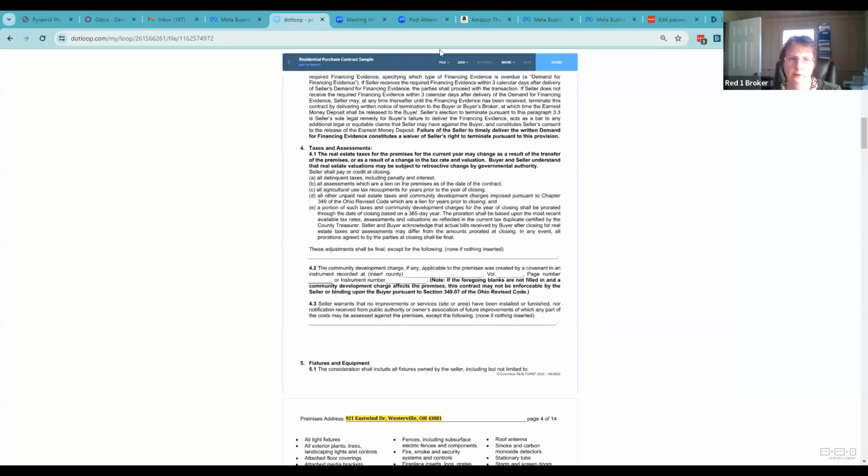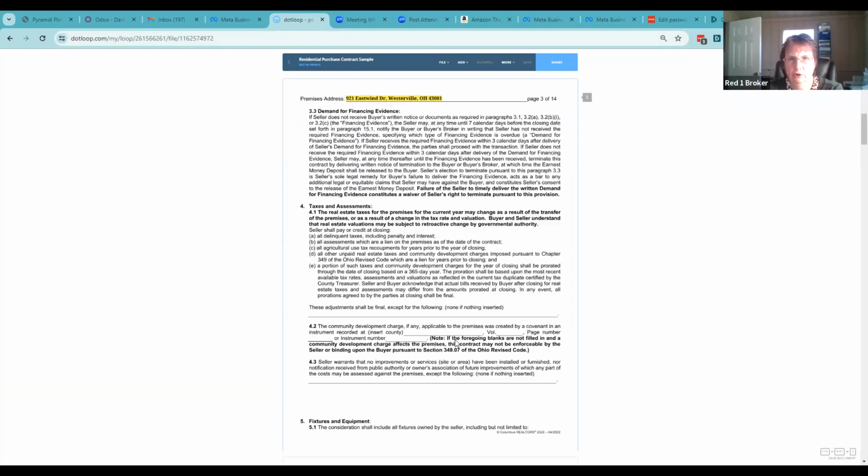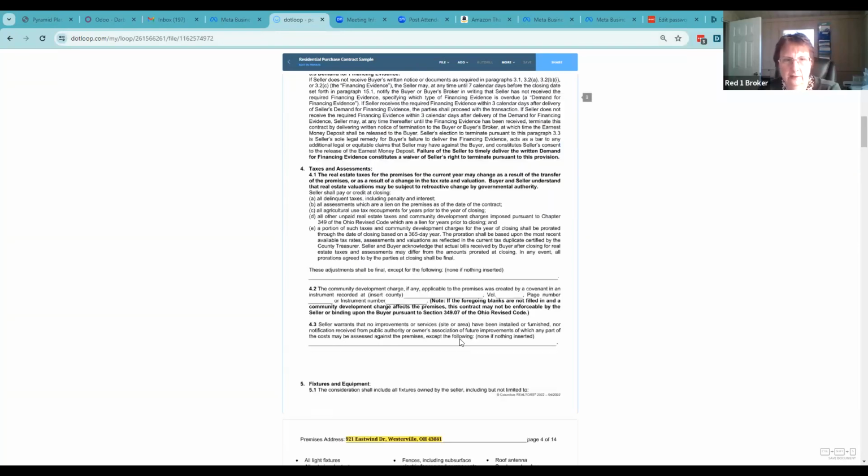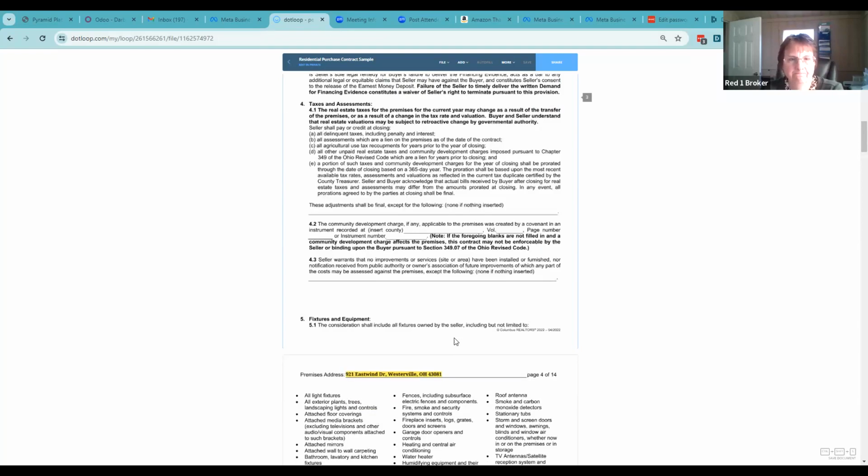We're going to pick up on the bottom of page 3 of the contract. Here, we talked about taxes and assessments. We covered all that last week.